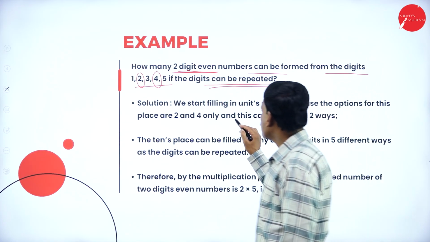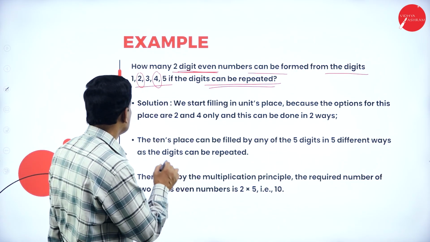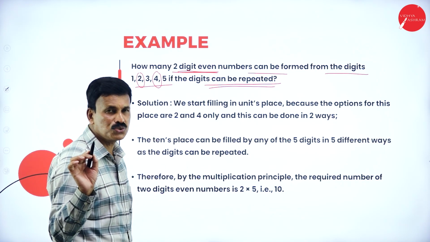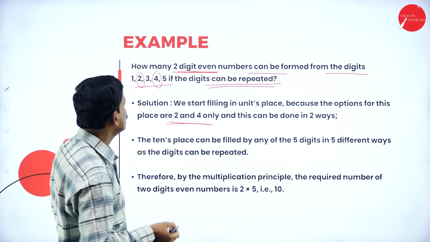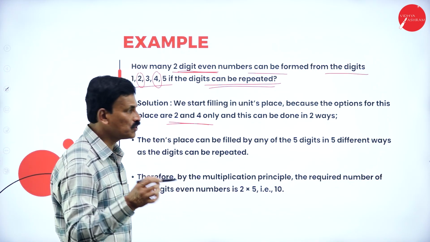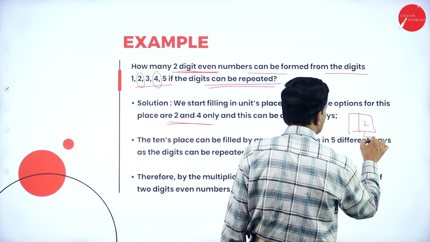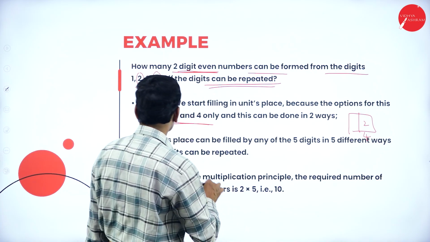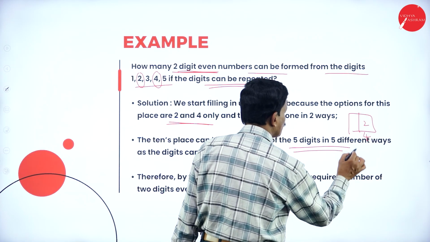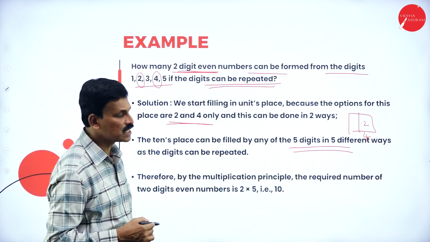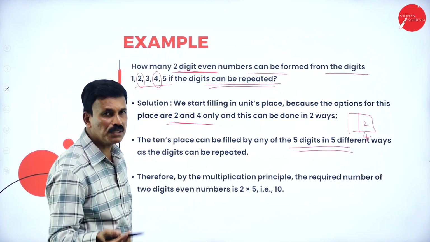Now, we start with the unit place, because the options for this place are 2 and 4, because only 2 even numbers are there. So, the unit place can be filled either by 2 or 4, so in 2 ways. Next, the tens place can be filled by any one of the 5 digits in 5 different ways, as the digits can be repeated.